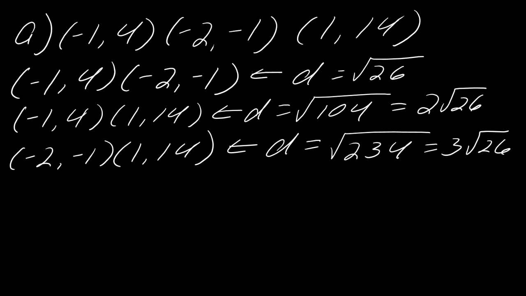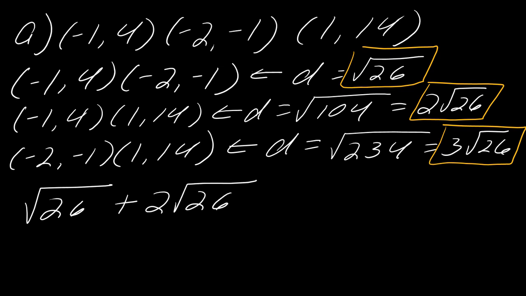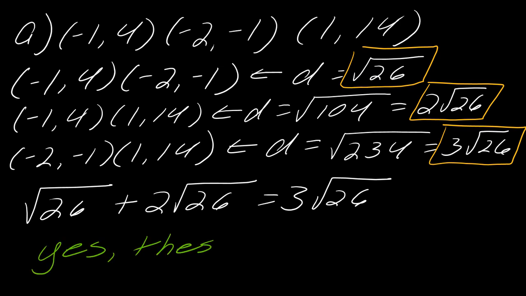And now I think you can more clearly see what we need to do. I've got this square root, and this square root. Is there any combination that if I add two of them, I could get the third one? And now you can pretty clearly see, right? If I take the square root of 26 plus 2 times the square root of 26, I am going to get 3 times the square root of 26. And so yes, this would prove that these are collinear. And so that's the idea.